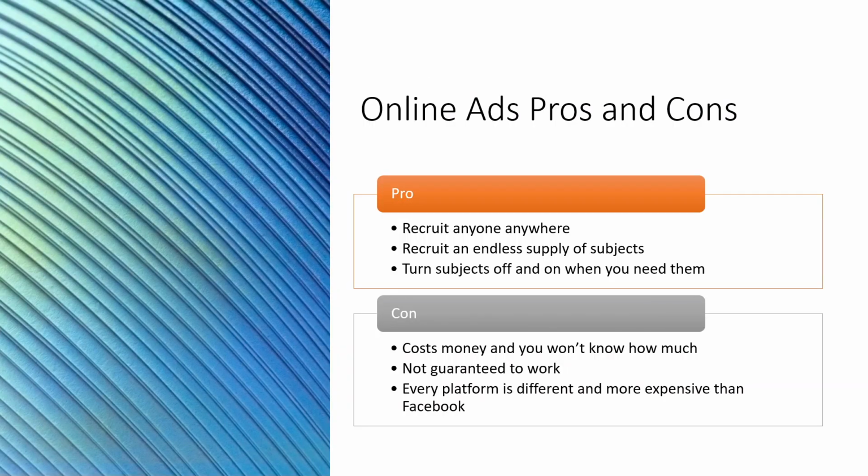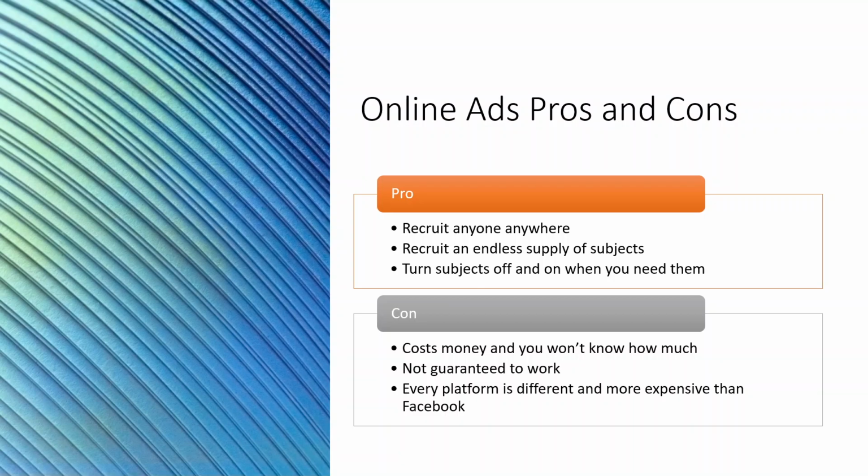Pros and cons. So certainly the pros, you can recruit anyone anywhere. Again, 3 billion people on Facebook every month means that you can effectively recruit half of the entire population of the world in any given month. You can also recruit an endless supply of subjects. If you are recruiting Americans, there are 300 million of us and probably 150 million or so on Facebook, which is probably many more than you'll ever need as a researcher. You'll never reach all of them, but for research purposes, it's practically endless.